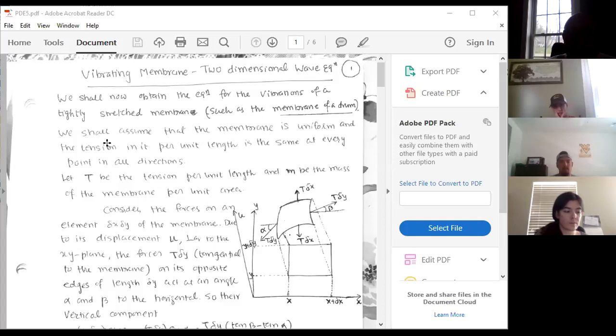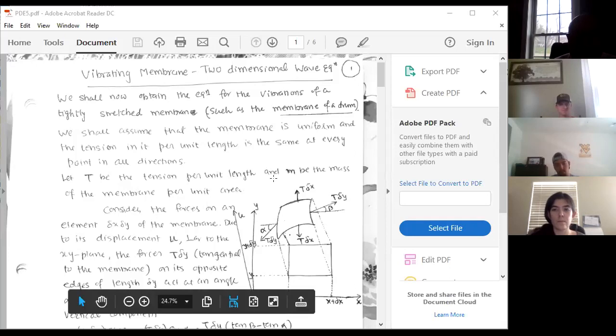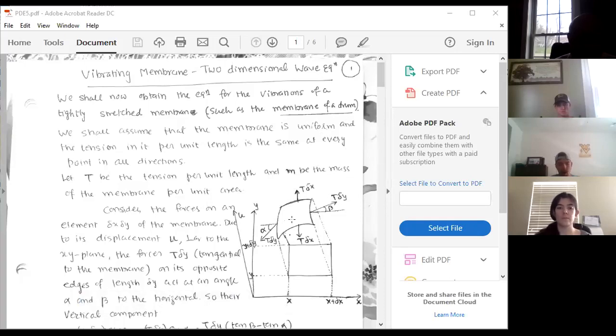Vibrating membranes, 2-dimensional wave equation. We shall now obtain the equation for the vibrations of a tightly stretched membrane, such as the membrane of a drum. This is just an example, the membrane of a drum. We shall assume that the membrane is uniform and the tension in it per unit length is the same at every point in all directions. Every point of the membrane has the same tension per unit length. Let T be the tension per unit length.